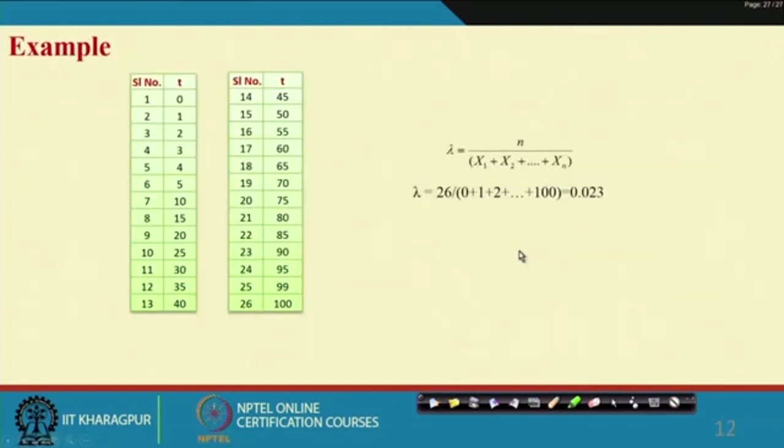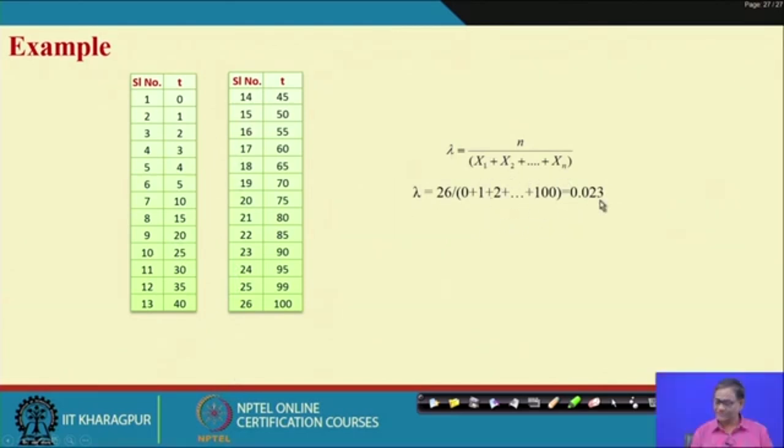So, with reference to this example, we have computed lambda equal to this value, 0.02.